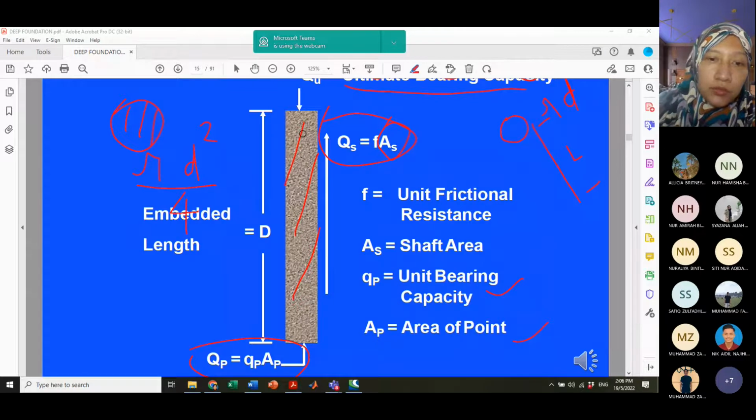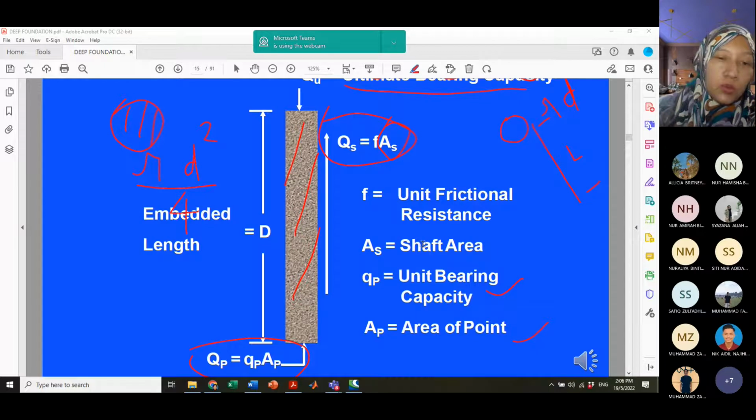For example, if you are applying a circular pile into the ground, the area of the bottom pile, the cross-sectional area of the bottom pile, will be pi d squared over 4 because you have a circular pile. And then the shaft area of the circular pile will be pi DL. So that means we multiply the perimeter length of the pile, pi D, by L.